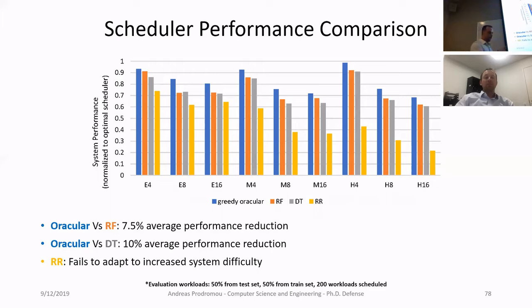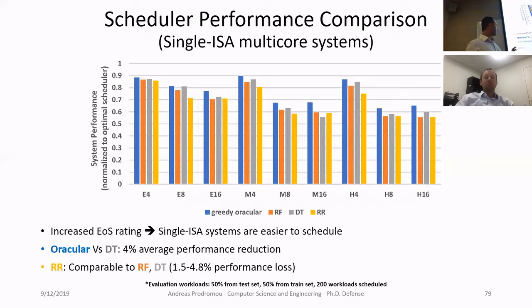Now, we repeated the entire methodology. Everything I've presented, we redid it, but this time for single ISA heterogeneous multicore. So we don't have multiple ISAs, they're all Alpha. Same results. By moving to single ISA systems, EOS rating went pretty high up. The single ISA systems are easier to schedule. And we can see this, our decision tree model only loses 4% of performance on average compared to Oracle. And the linear model becomes comparable to the tree-based models.